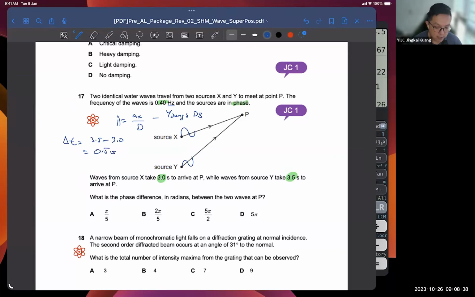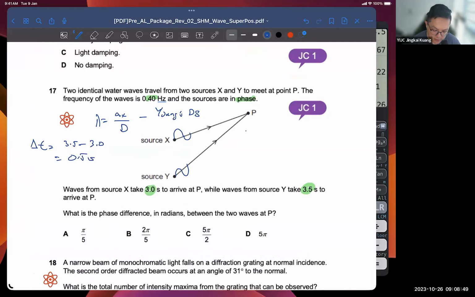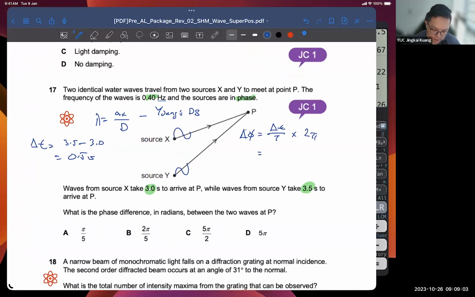Once you have the time difference, you can work out your phase difference quite quickly. You just need to apply your formula. Remember this formula, your phase difference formula, there are two forms. This one is in terms of timing: delta t over period times 2 pi. They never give you the period, they give you the frequency, so just invert your frequency. So 0.5 over 1 over 0.40, times 2 pi. This will give you your phase difference.